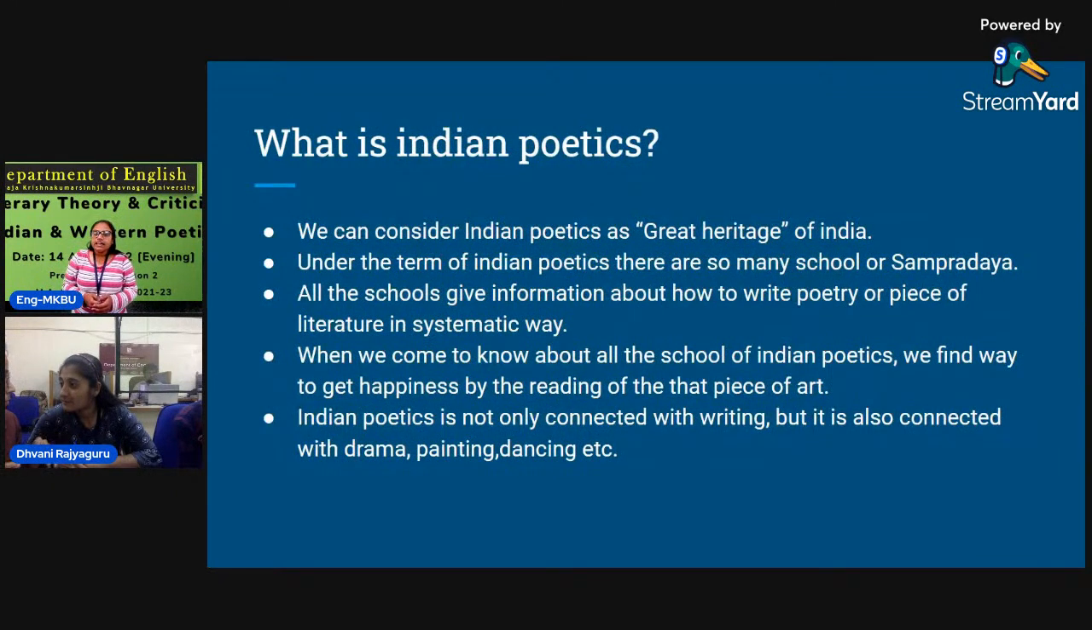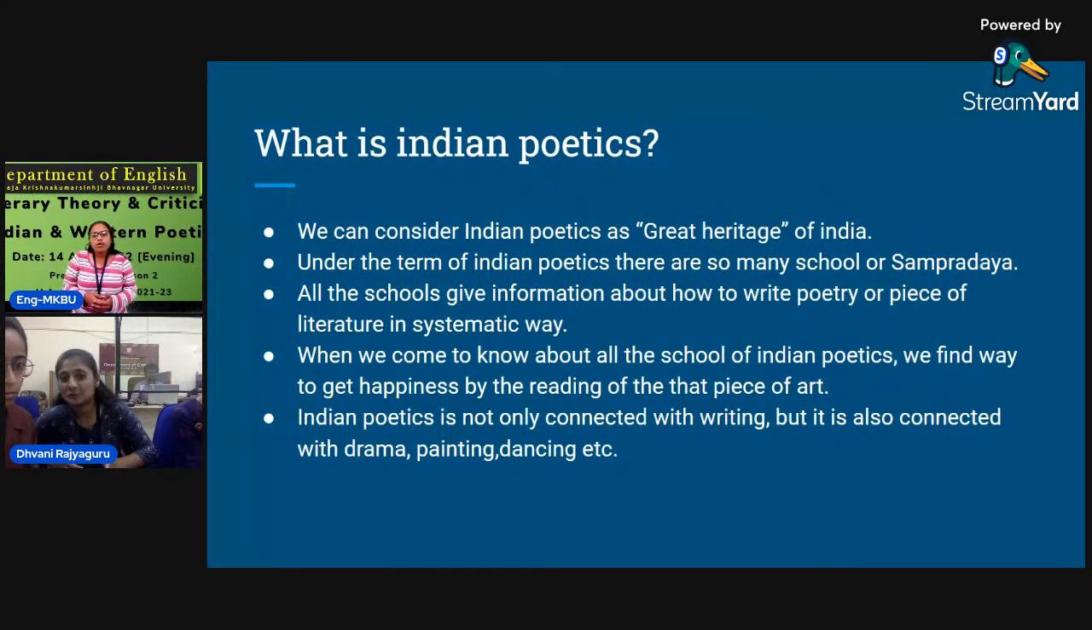We can consider Indian poetics as a great heritage of India. Under the term Indian poetics, there are so many schools, or we can call them sampradaya. All the schools give information about how to write poetry or a piece of literature in a systematic way. In Indian poetics, we can find many schools like Ras Sampradaya, Dhvani Sampradaya, Alankar Sampradaya, etc. All tell how to write poetry in a perfect way. What should be there in a poetry or what should not be there in poetry?